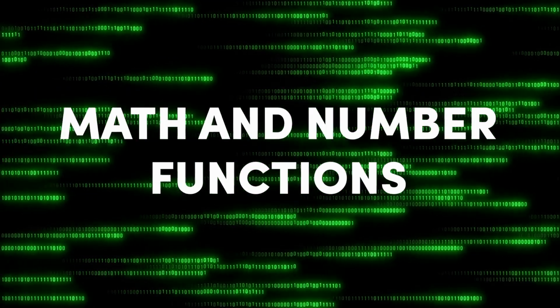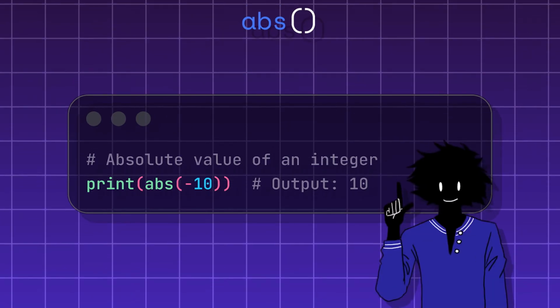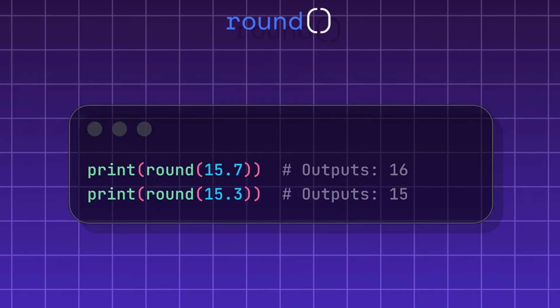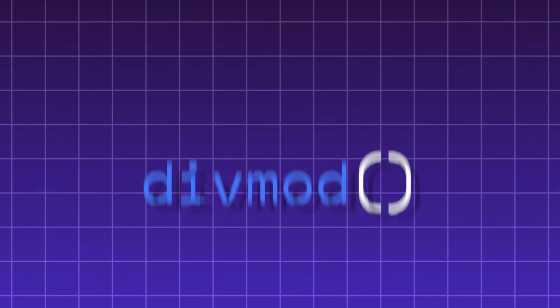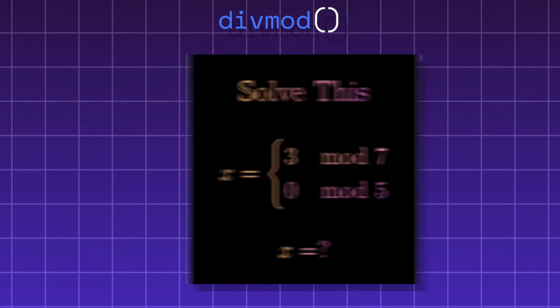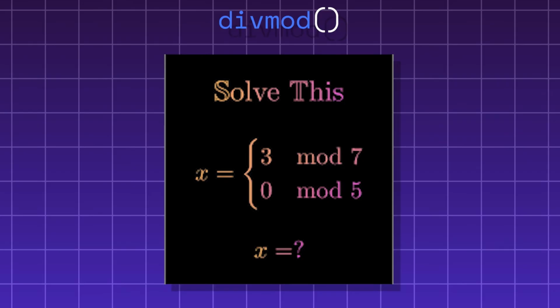Math and number functions. ABS gives the absolute value of a number you input. Say if you put 2 or -2, you get that 2. Round simply rounds a number to the nearest whole number. Divmod gives both the quotient and the remainder in a division problem. It gets its name from modulo arithmetic, which is a type of math dealing with remainders.